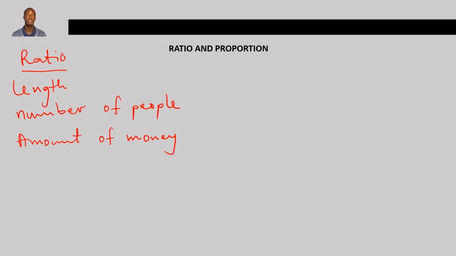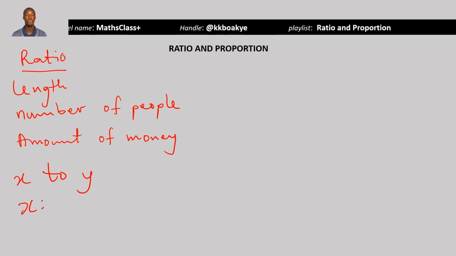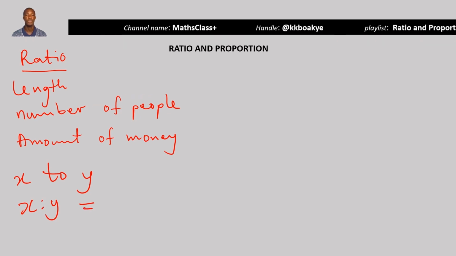So, as I said earlier, in ratio, the units are supposed to be the same. This is how we express ratio. If we are looking at the ratio of x to y, we write it as x is to y, and this is also written as x divided by y. So this is how we express ratio.